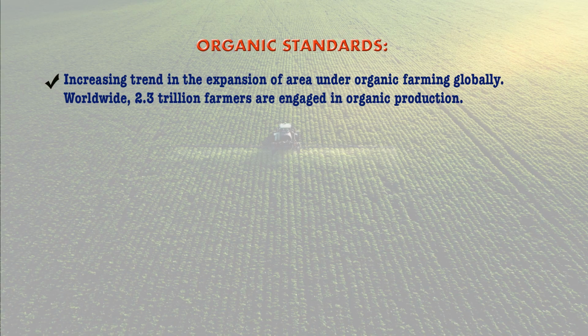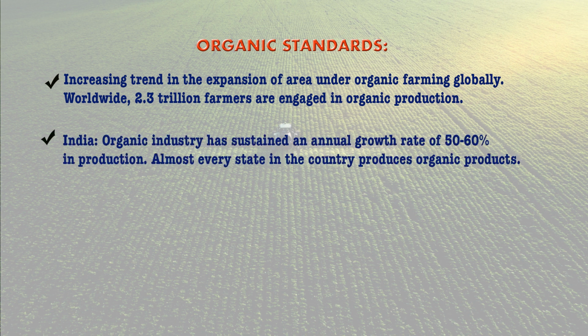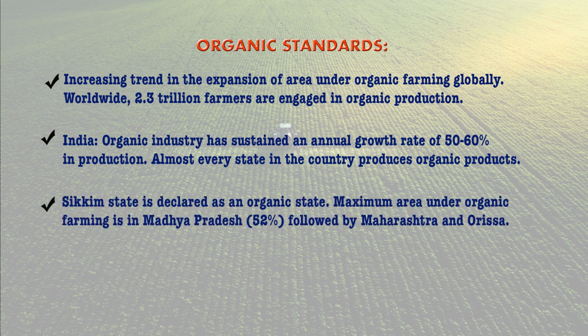Now there is an increasing trend in the expansion of the area under organic farming globally. Worldwide, 2.3 trillion farmers are engaged in organic production. It could be for plant products, for growing wheat or paddy, and it can also include livestock for dairy production and so on. In India alone, the organic industry has sustained an annual growth rate of around 50 to 60% in production. Almost every state in the country is now producing organic products, and we have separate shops focusing on delivering organic products to customers.